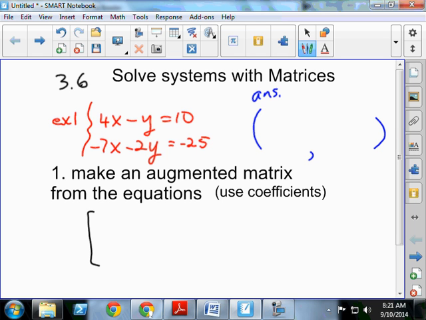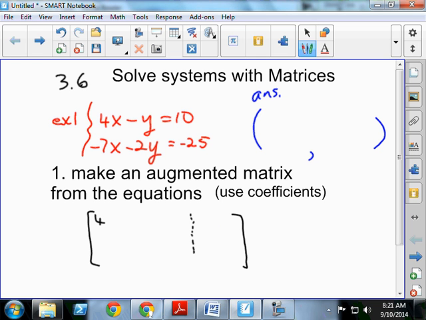Bracket. Sometimes in the book, sometimes in the print, you're going to see a weird dotted line like this. I don't care if you write that or not. That just means that it's an augmented matrix, and there's other ways to do this, but we're doing this the fastest way possible. So we're just going to go with the coefficients.